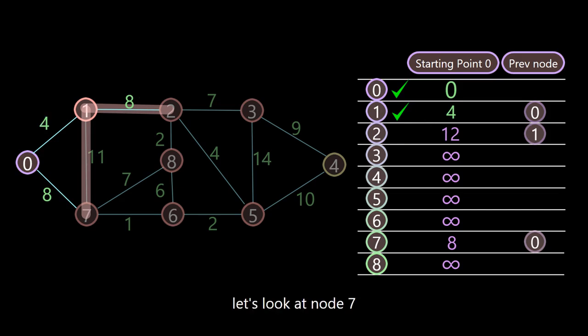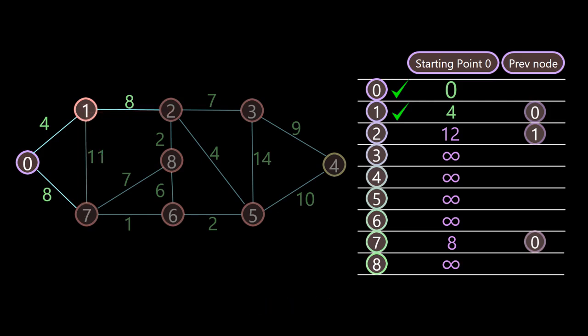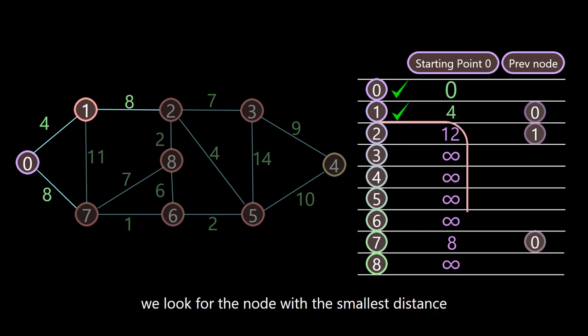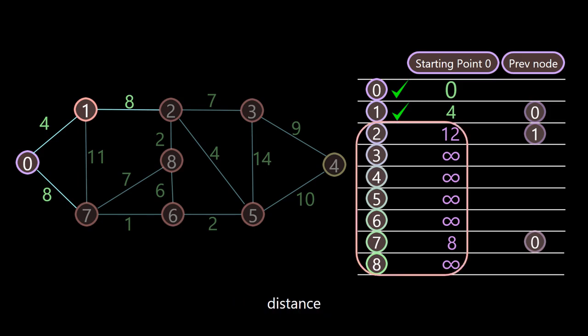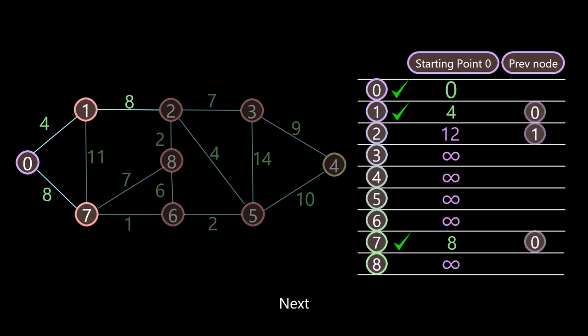Then let's look at node 7. If starting point 0 passes through node 1 to node 7, the distance is 15. However, this is greater than the original distance of node 7. Therefore, it is not updated. Then we look for the node with the smallest distance among the unlabeled nodes, which is node 7. Mark it and include it in the optimal path.